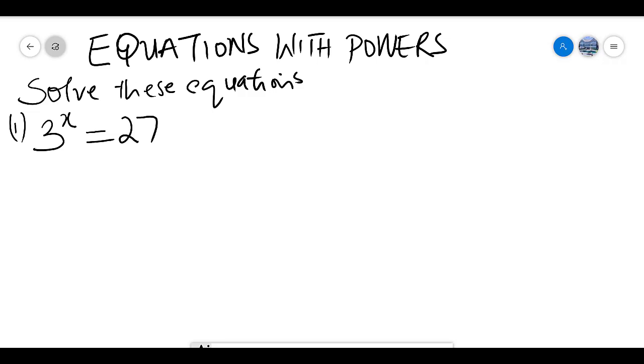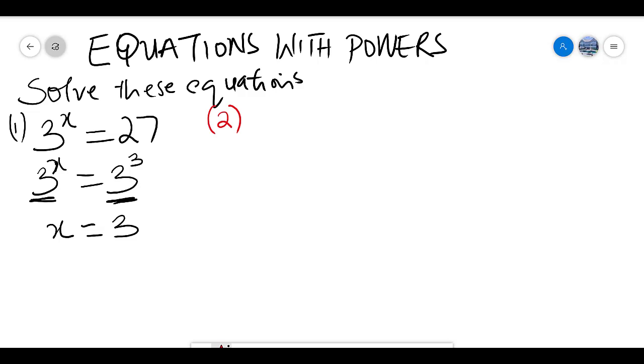So yes, there's something we can do. We could have 3^x, and we know that 27 is the same as 3 raised to the power of 3. Now, if you observe, you discover that they are having the same base now. So if they are having the same base, what it means is that x is equal to 3, and that solves your problem. Okay, let's have another problem.